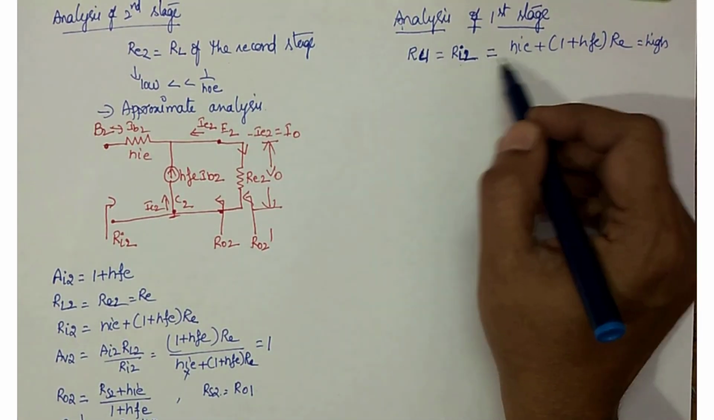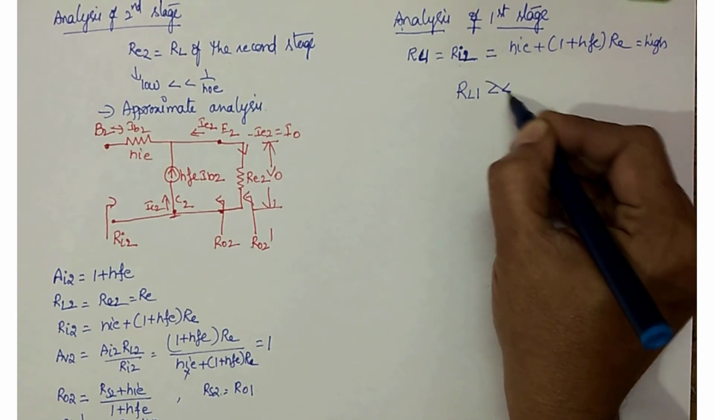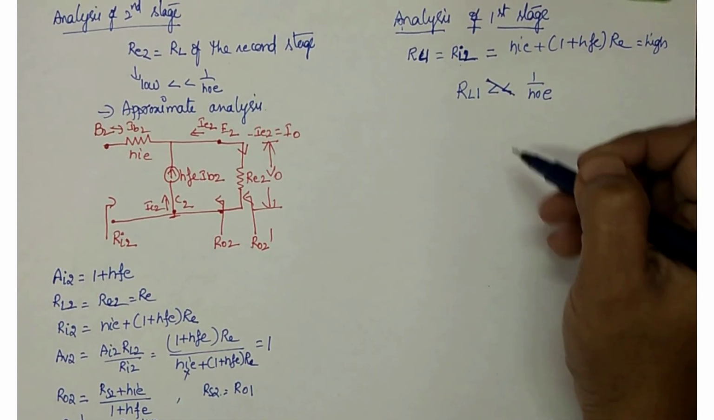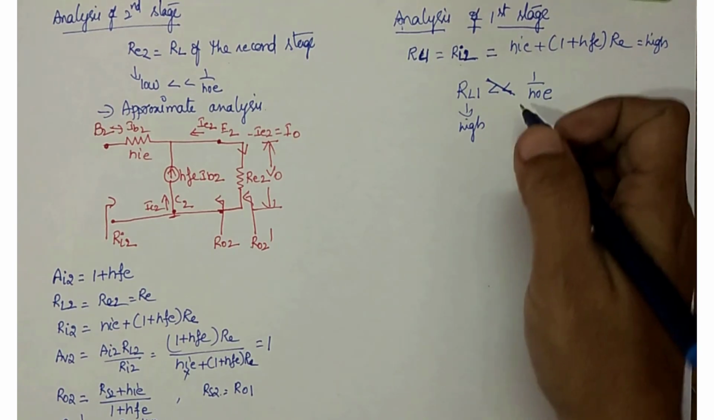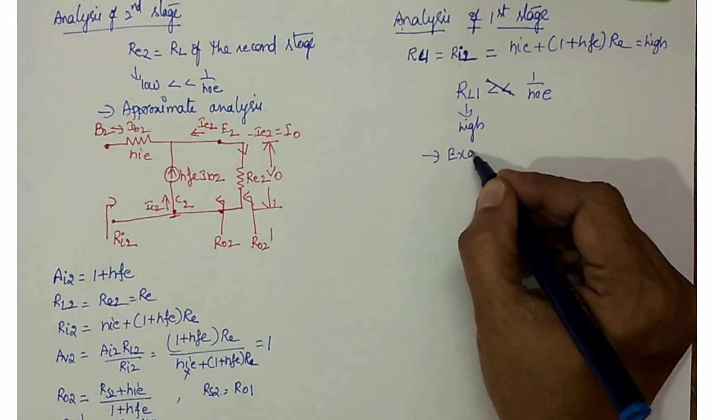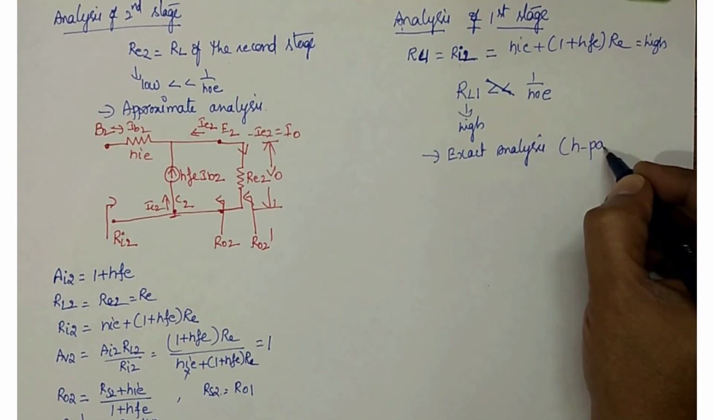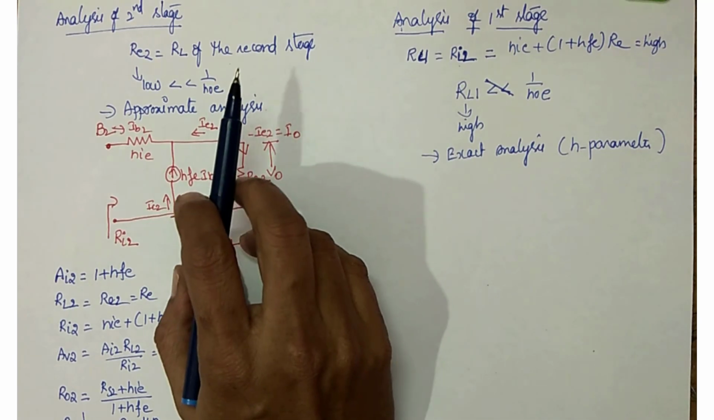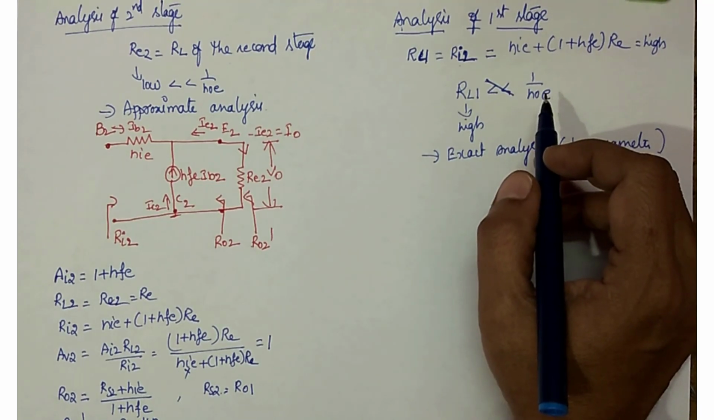As this is high, we can say RL1 is not less than 1 by HOE. So that is the reason we have to go for exact analysis, which means you have to take the exact H parameter model. I explained this in the last video. If RL is less than 1 by HOE, then we go for approximate analysis. If RL is greater than 1 by HOE, that is, not less than 1 by HOE, we have to go for exact analysis.